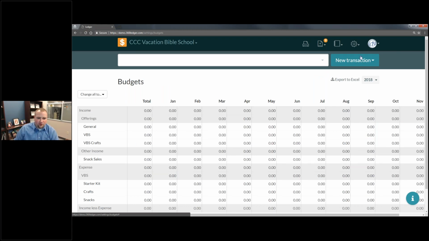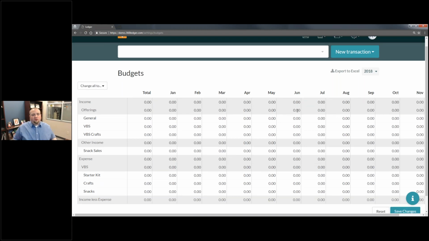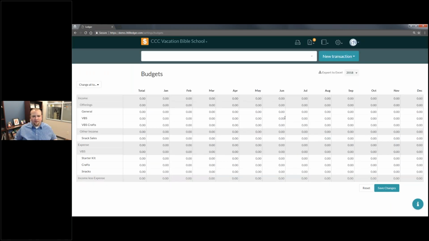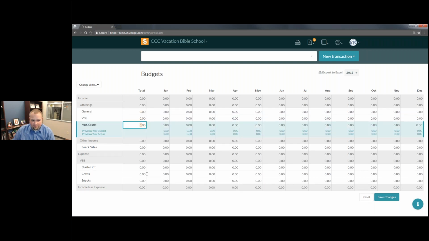So when you go in here, budgets only shows you income and expense. And the screen will go to the full width, although at a certain point it stops. So I'm going to zoom in a little bit just to give you the full width of the 12 months. Now, the lines that are darker gray are just totals, and the lines that are lighter gray can have things entered in.